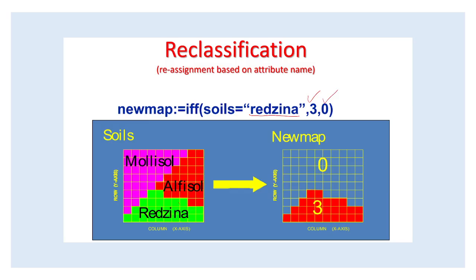So here, this green one is red xena, right? And here we have the red as alfisol, and the pink one is mollisol. So this is a conditional operation because we are only looking at the red xena part. Okay. So here you can see wherever mollisol and alfisol were there, the value is given 0 because it's not red xena. But where you have red xena, it is given as 3.